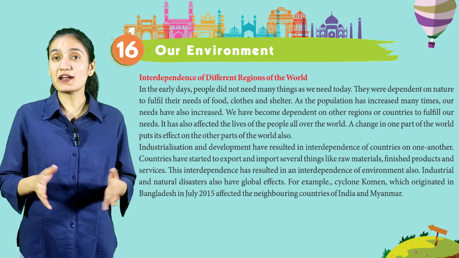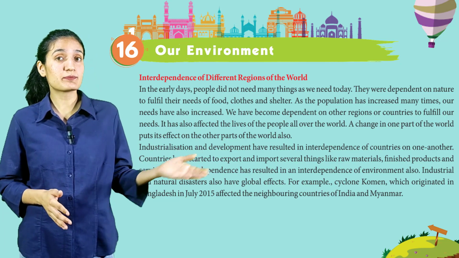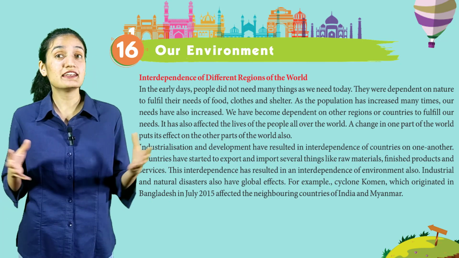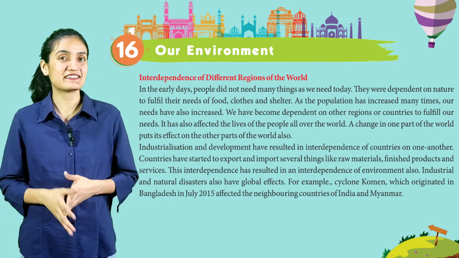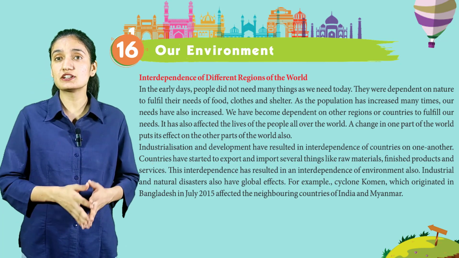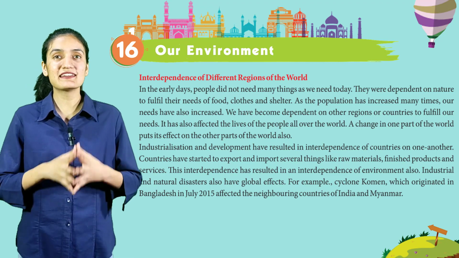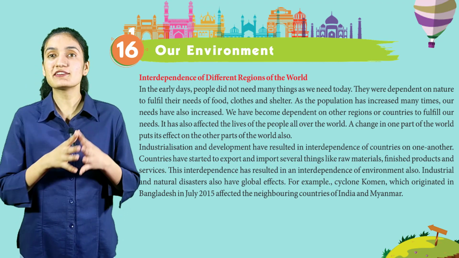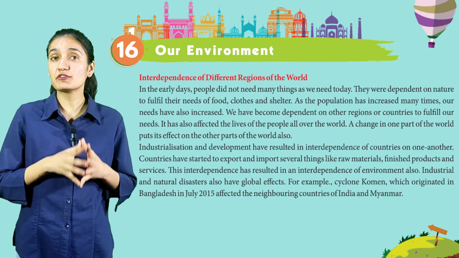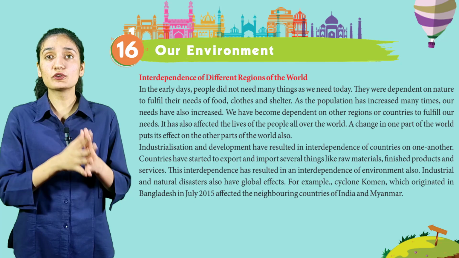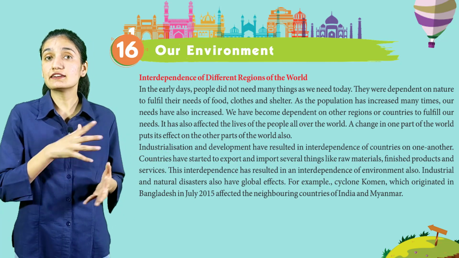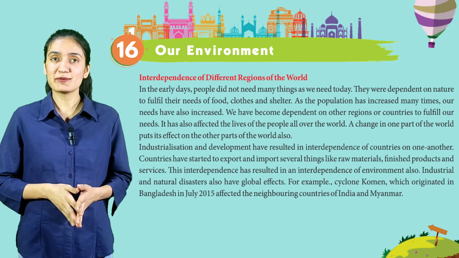A change in one part of the world puts its effect on the other parts of the world also. Industrialization and development have resulted in interdependence of countries on one another. Countries have started to export and import several things like raw materials, finished products and services. This interdependence has resulted in an interdependence of environment also. Industrial and natural disasters also have global effects. For example, cyclone Komen, which originated in Bangladesh in July 2015, affected the neighboring countries of India and Myanmar.